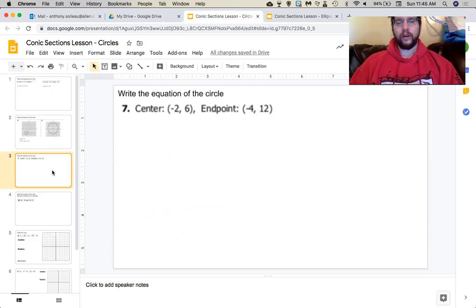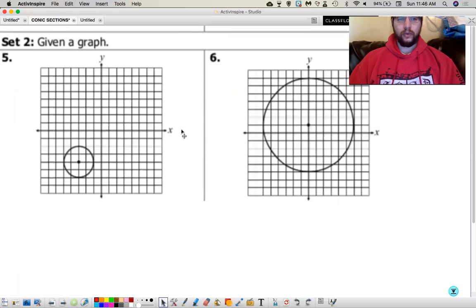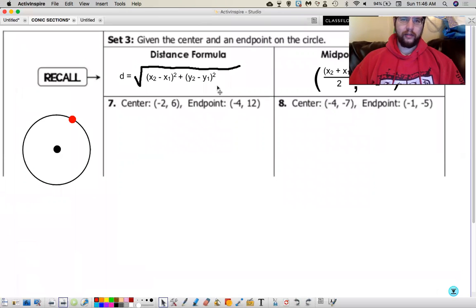More interesting problem. What if we have the center and an endpoint? This is where you're going to need to use the midpoint and distance formulas. Okay? So we need two things for a circle. We need its center and we need its radius, right? Well, if we have the center and an endpoint, we can use the distance formula to get the radius, and we already have the center. So it's going to look something like this.